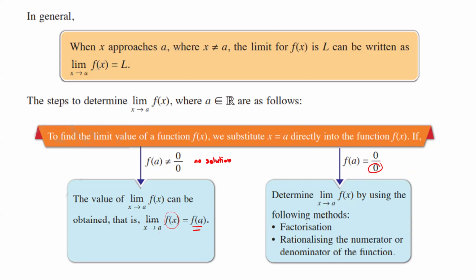So f(a), when you have this, what do you do? You must get rid of this element. Your objective is to get rid of this element. How? Either you do factorization, you factorize up and down so that the denominator can be simplified, or you use rationalizing the denominator. So two ways. Okay, let's look at the example.